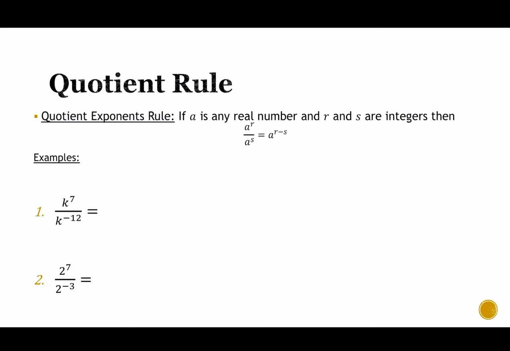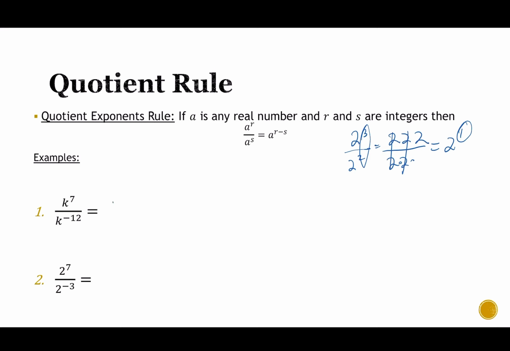If a is any real number, and r and s are integers, then a to the r over a to the s becomes a to the r minus s. And this kind of makes sense, right? If I've got 2 cubed over 2 squared, that's 1, 2, 3 over 1, 2, right? These two cancel, that becomes 2 to the first. Well, 3 minus 2 is 1.